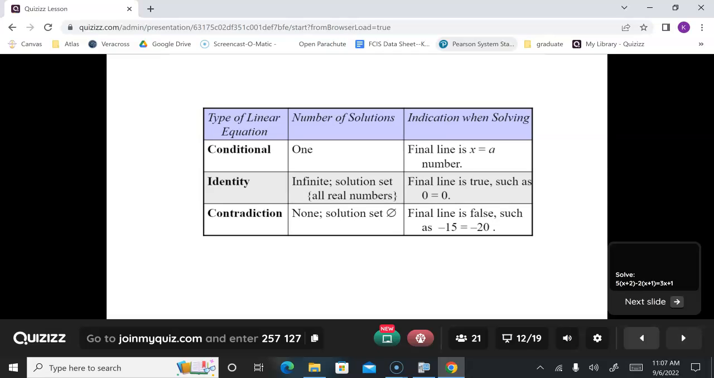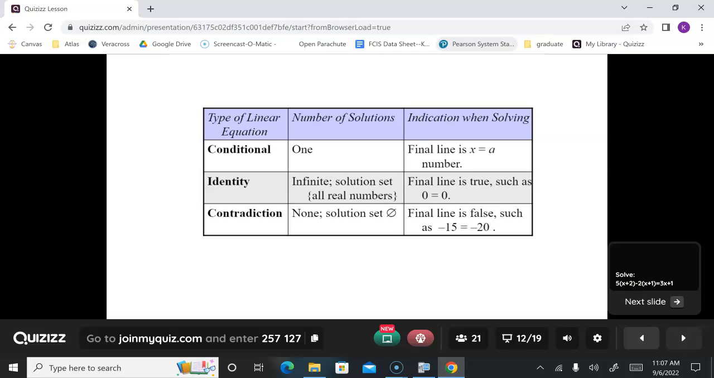And identity means I can plug in any number for the variable and it's not going to make a difference. Okay? It's going to be the same value. Which means I have an infinite number of solutions. We'll know it's an identity because our final line is usually a true statement. A lot of times it's 0 equals 0. Okay? 0 is always 0. It may be x equals x.